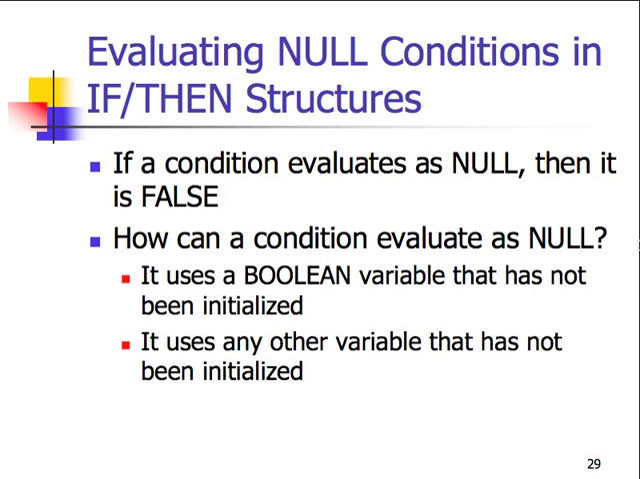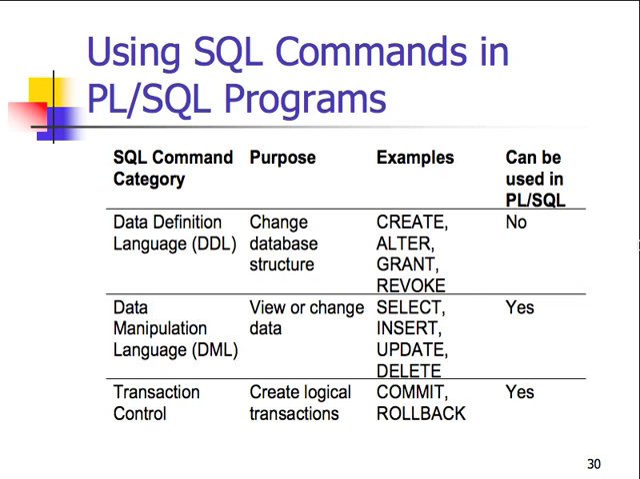So how can a condition evaluate as null? Well, that's an interesting one. It uses a Boolean variable that has not been initialized yet, which might be the case, or it uses another variable that has not been initialized yet, or it's pulling something out of a database and the information it pulled out was null, so it's set to null. So having the null value for variables that are not initialized, or variables where nothing came out of the database so we couldn't assign it to a particular variable, so it ended up being null. Kind of handy, actually, for troubleshooting.